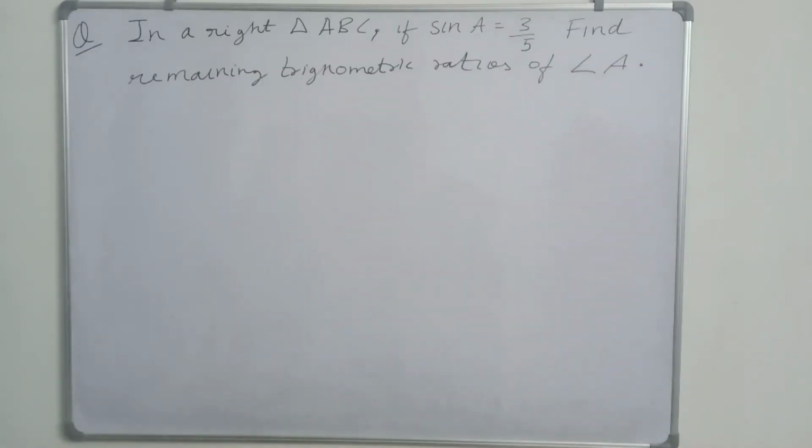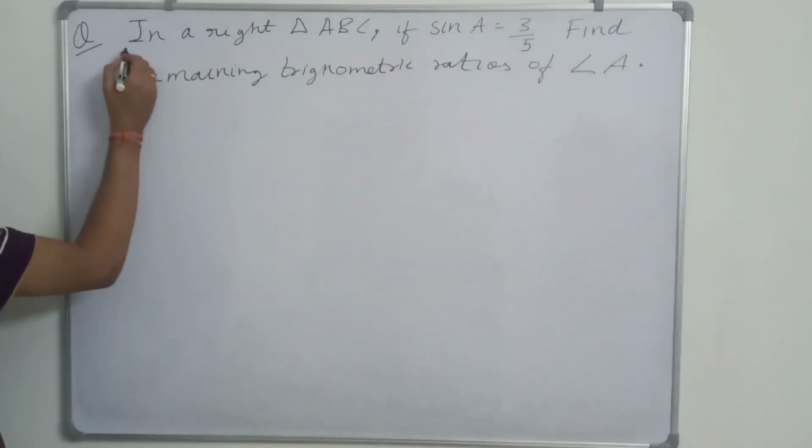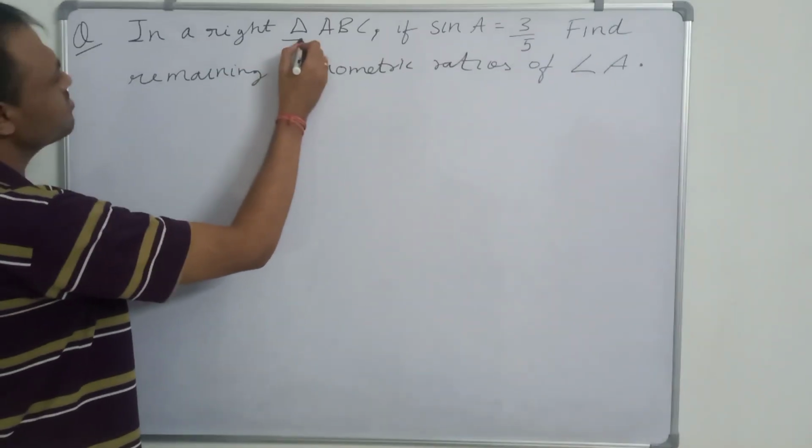So in the previous class we discussed trigonometric ratios. Now we will discuss some questions based on them. So it says that in a right triangle, this symbol denotes triangle.